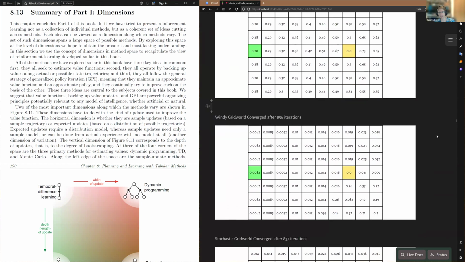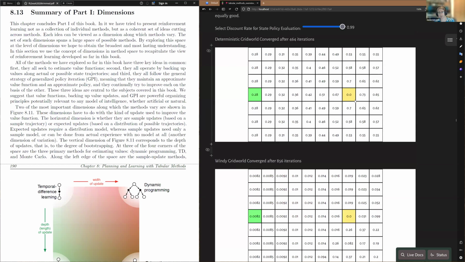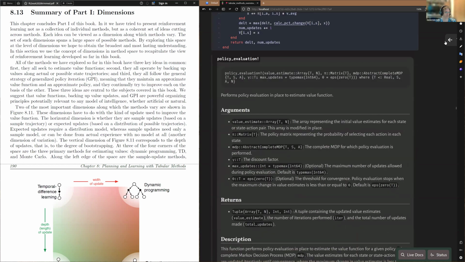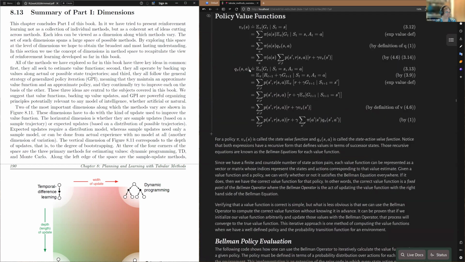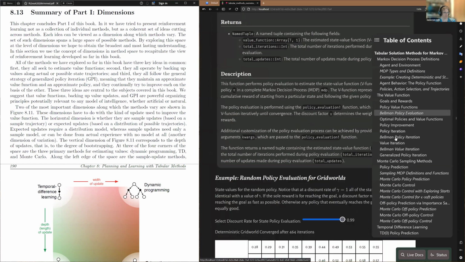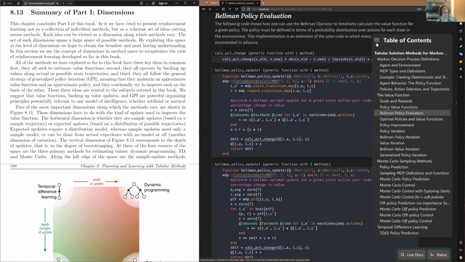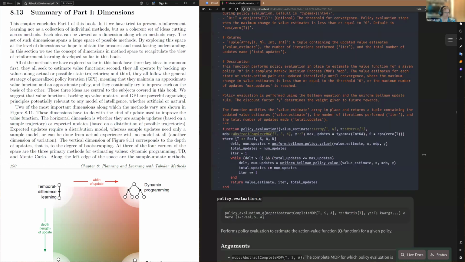So this is just proving that if this converges, the nice thing is you've proven that you have the correct value function, because the correct value function has that property. And like I said, you can verify the value function is correct by verifying this relationship. And that's what's being done there. So that is just policy evaluation.